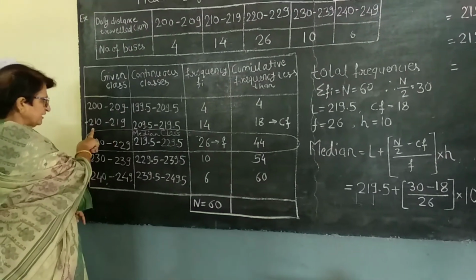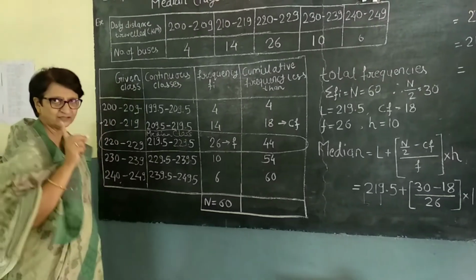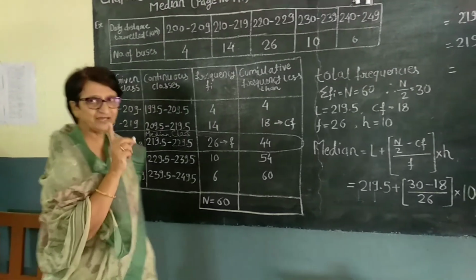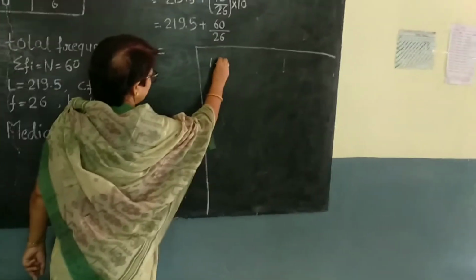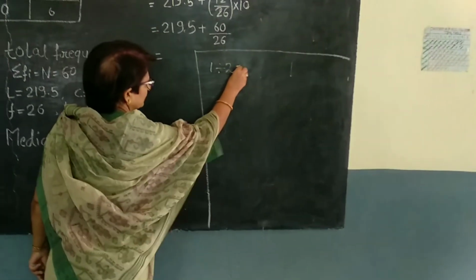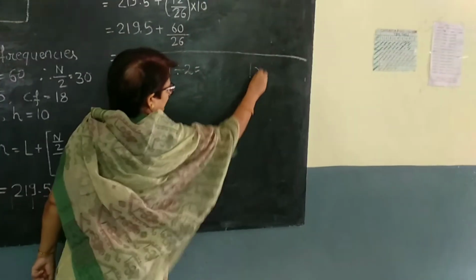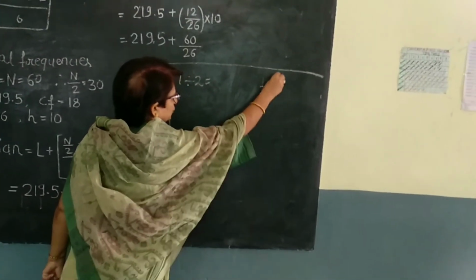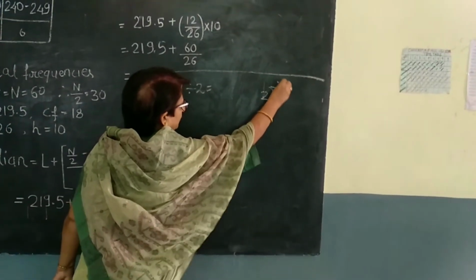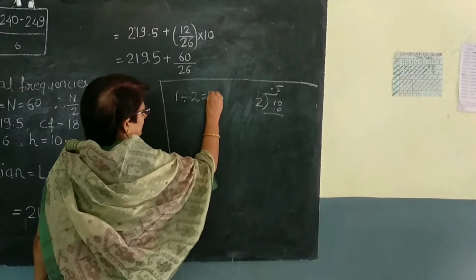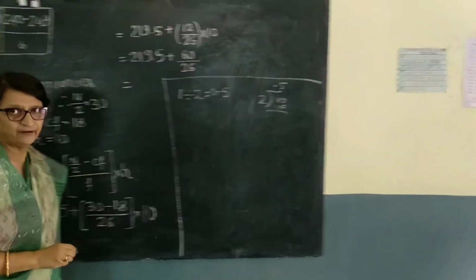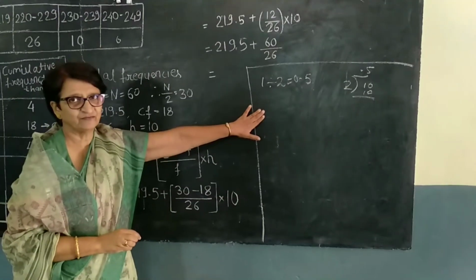210. What is the difference? 1. So we will divide 1 by 2. We have to divide 1 by 2. How will we come? Like this, 1 divided by 2. So 0.5. Okay, the answer is 0.5. Like this we have to do it.